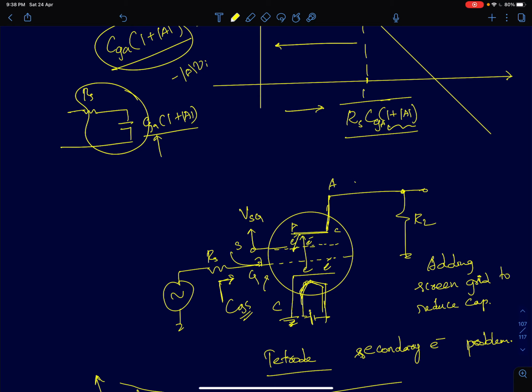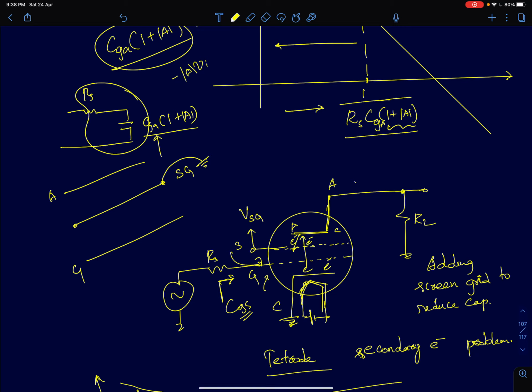The moment you do that, that's going to screen the anode. So you have the anode and the grid terminal, and in between, we have introduced another terminal called the screen grid. Now this is held at a fixed potential. The screen grid plate is connected to a fixed DC voltage, so the AC variation here is 0. The small signal variations on that plate will be 0. Therefore, that node is at AC ground.